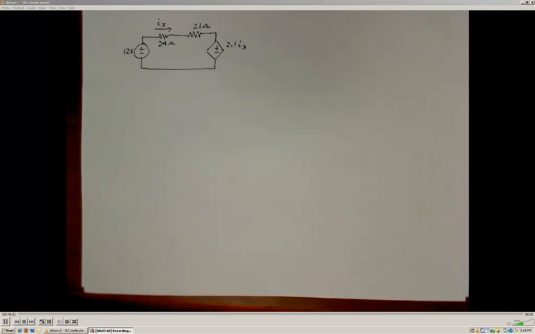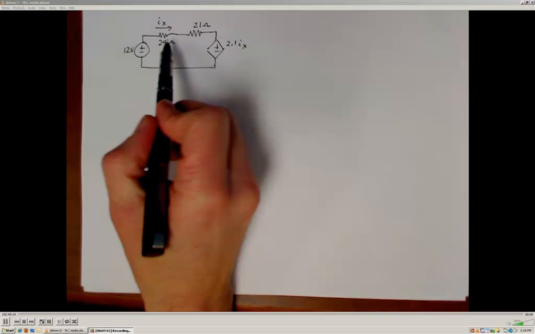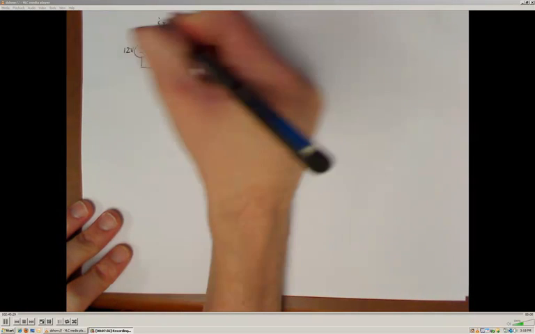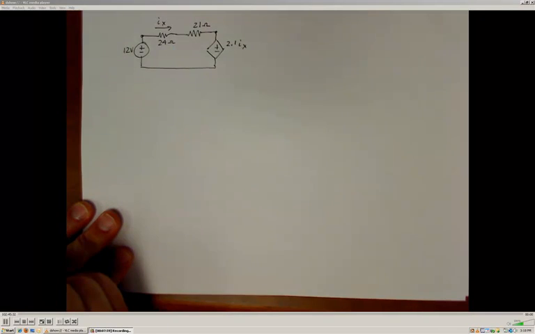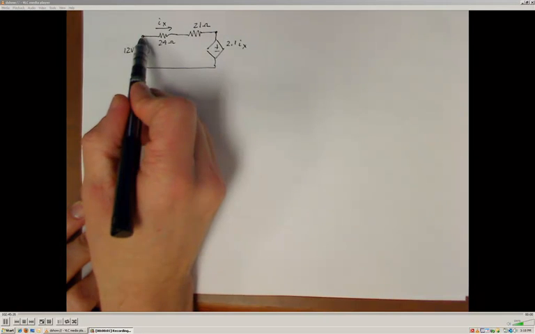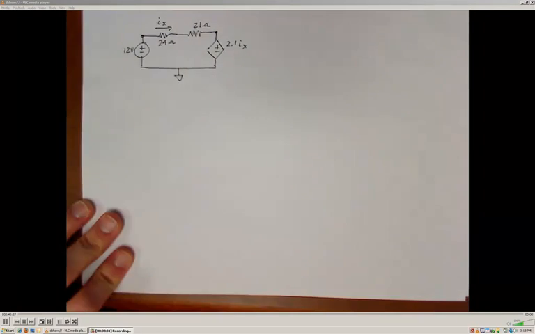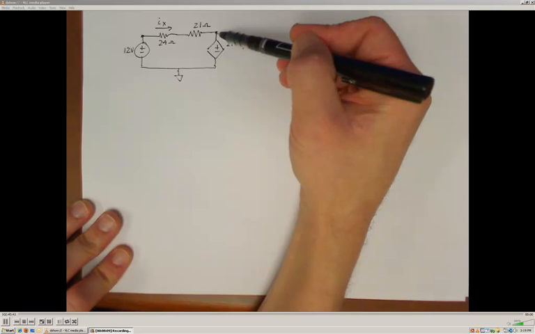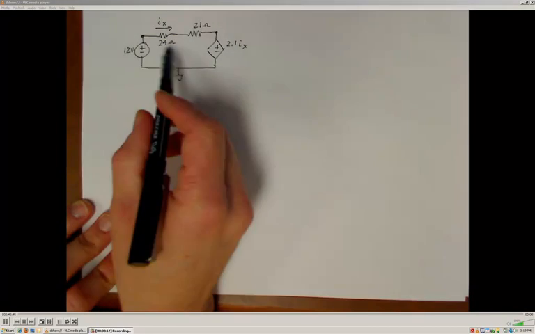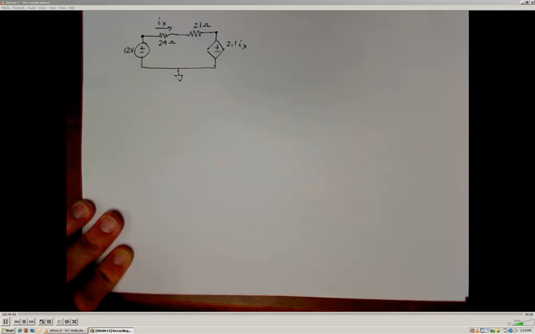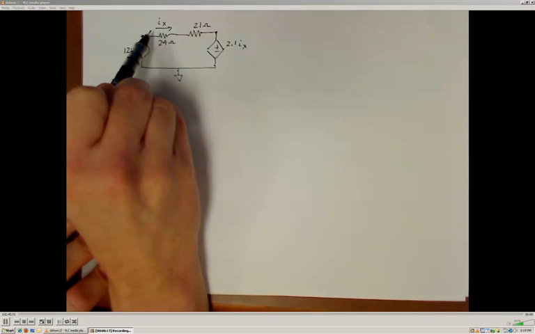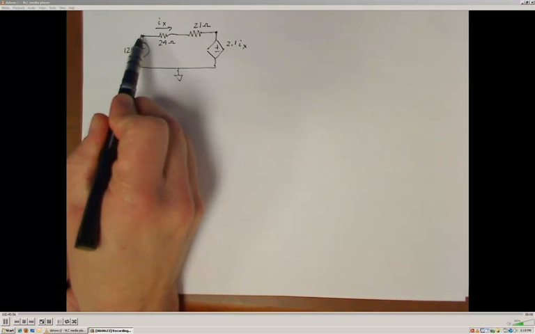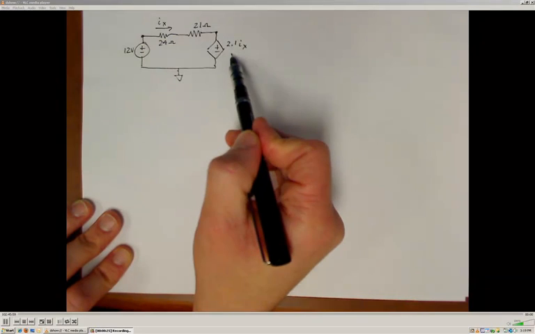Alright, so that means now to determine the current through this resistor, IX, I need to determine the potential difference between these 2 points. Let's call this a reference node, a ground node. So if this is 12 volts with respect to that reference node, we need to know what this voltage is. I can determine that current IX by applying Ohm's law. If we assume that the current is going in this direction from left to right, that must mean that the 12 volt supply is at a higher potential than this dependent supply right here.